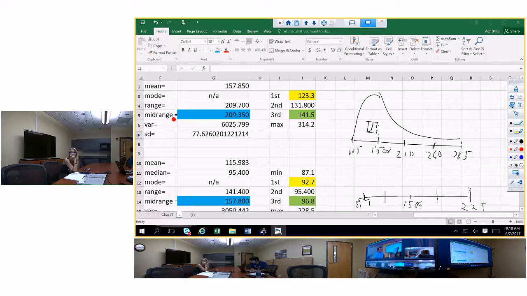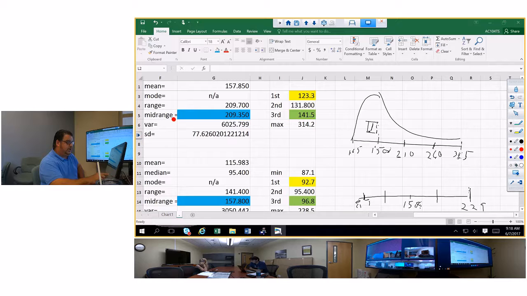What'd you say, 123? You said 88 plus 158 divided by 2, right? Yeah, 123. Okay, that's 123. And then 158 plus 229 divided by 2? 193. I hope y'all putting this in your notes because this looks terrible.